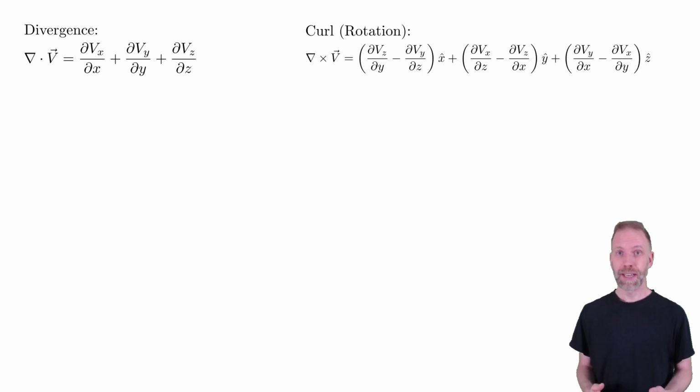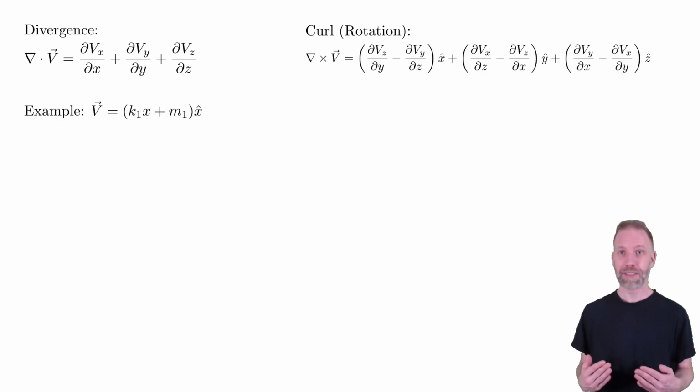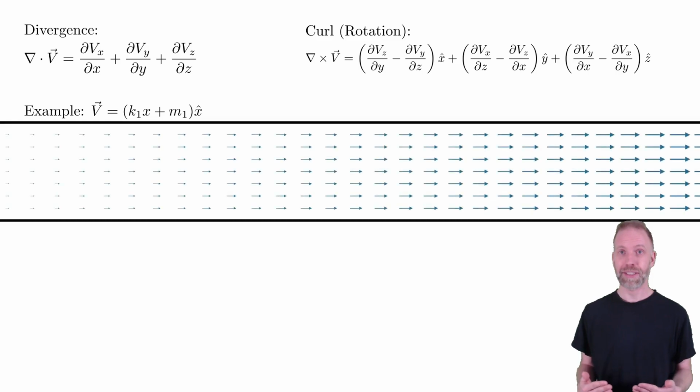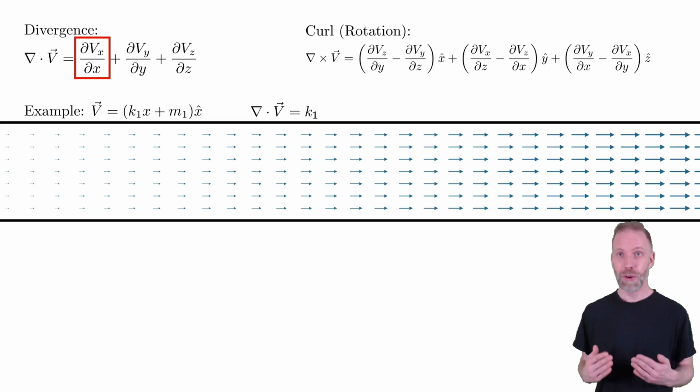To start, let us show a very simplified vector field to illustrate these operations. Start by a velocity in the x direction that linearly varies in the x direction. We see that the dvx/dx term is the only term in the divergence that will give a value, which is k1. Every single term in the curl will be 0 in this case.